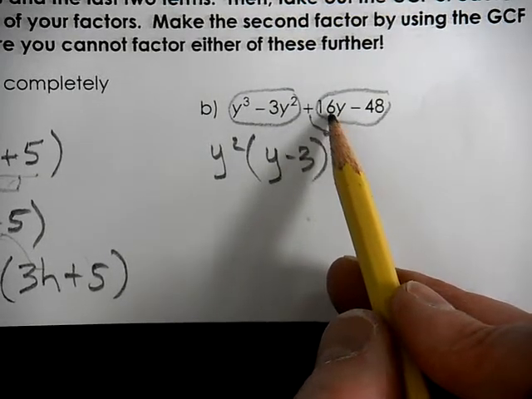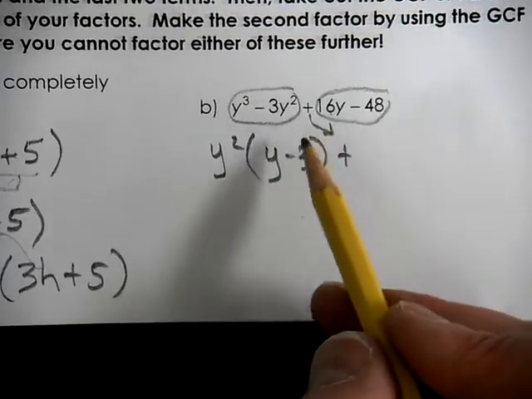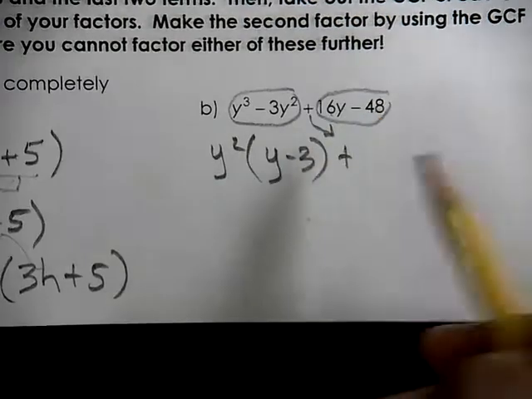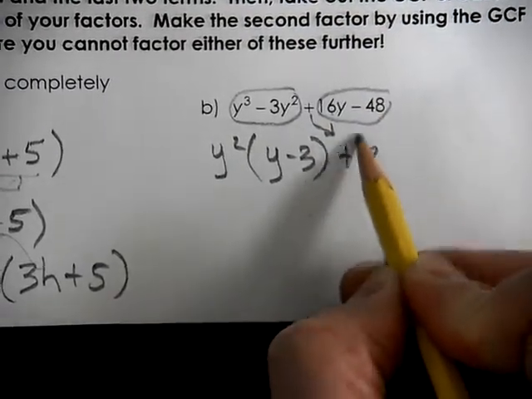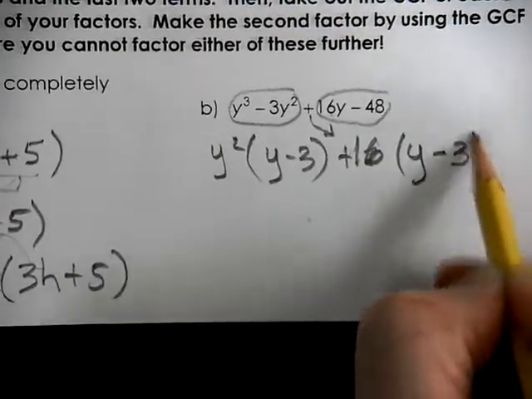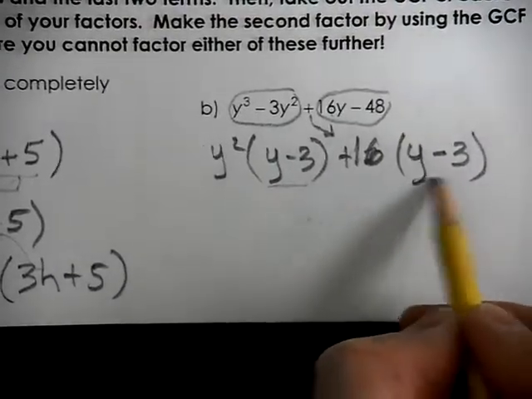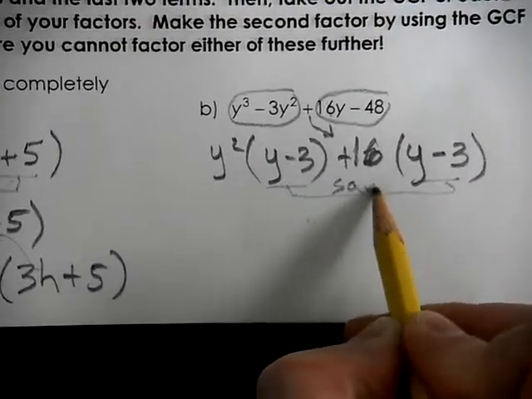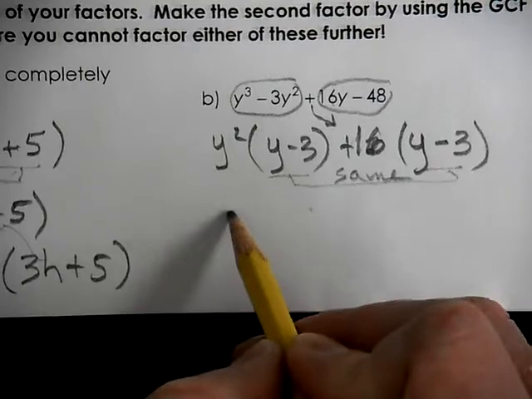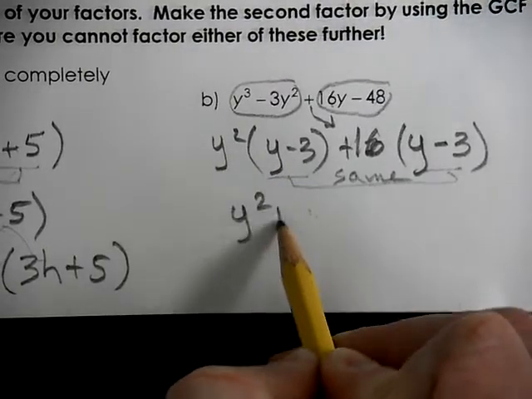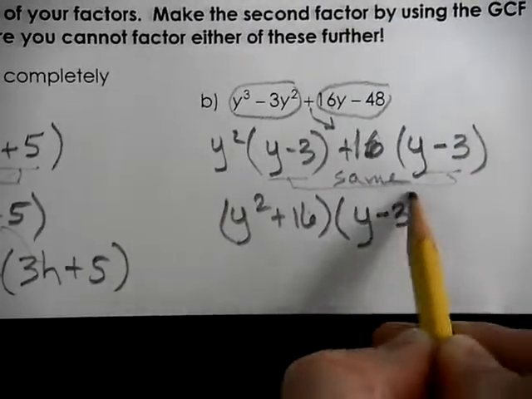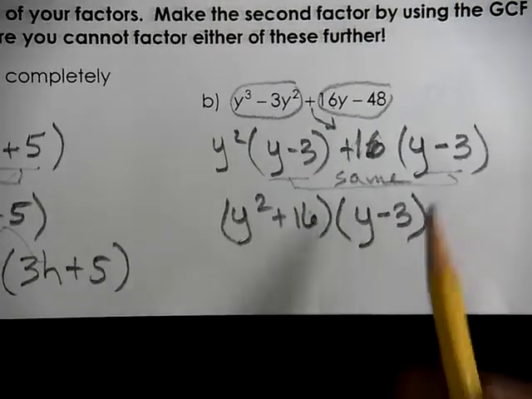16 plus 16 is 32, and another 16 gives me 48. So 48 is divisible by 16. I can factor out a 16, and that's going to leave me a y minus 3. And what's inside the parentheses is exactly the same. So here I'm going to have y squared plus 16 and y minus 3. The y minus 3 does not get a square on it.